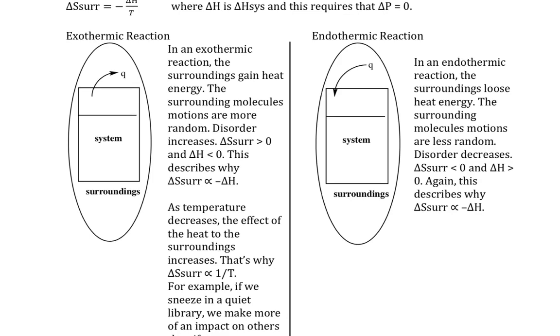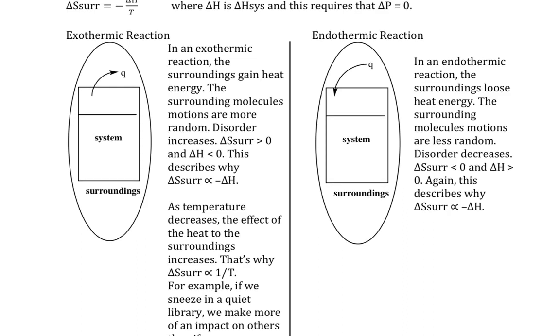As temperature decreases, the effect of the heat to the surroundings increases. That's why delta S of the surroundings is proportional to 1 over T. So small T means 1 over T is big, and for a low temperature, it turns out that the effect of the heat on the surroundings makes a bigger difference.